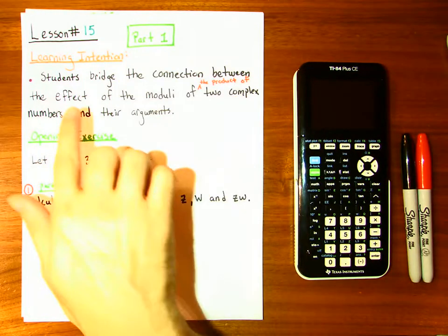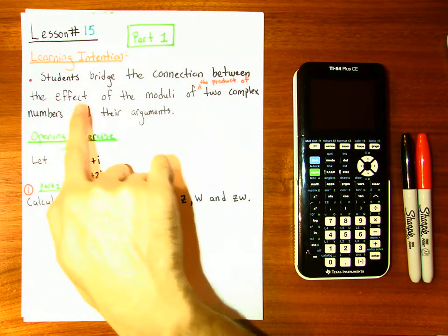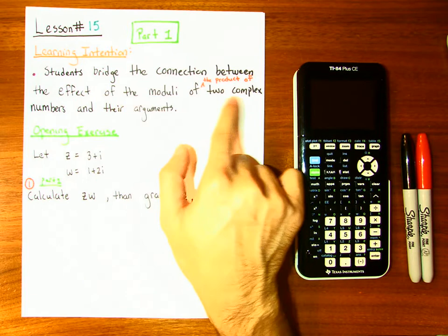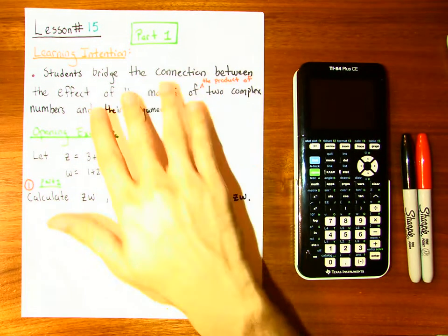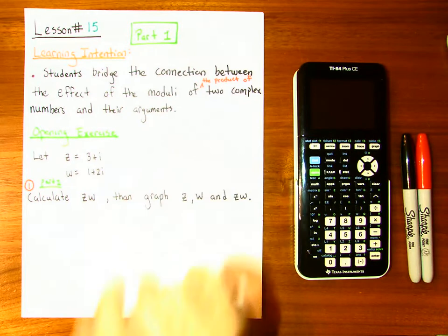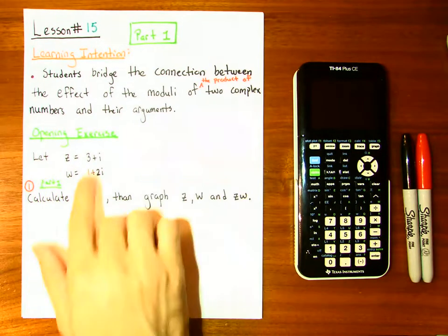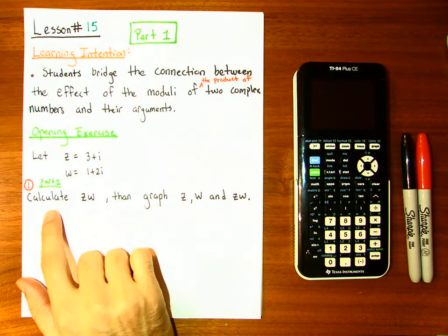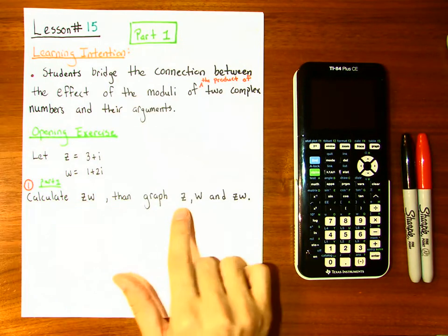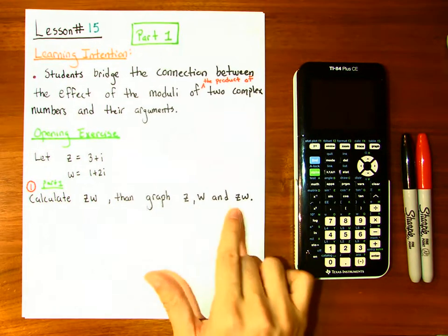What is the game plan? Students bridge the connection between the effect of the moduli of the product of two complex numbers and their arguments. So, we'll come back to what this learning intention means. But what I'd like you to do is, for the opening exercise, if this is my z, this is my w, I want you to calculate zw and then graph z, w, and zw.